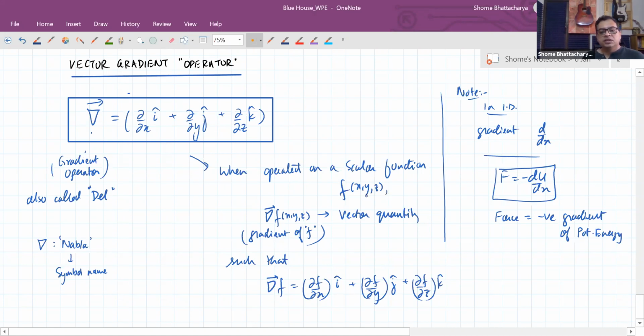So when operated on a scalar function like this, a function of x, y, and z, the gradient of the function, this is how we read the term del f. What we pronounce as del f is actually called the gradient of the function f. So the gradient of the function is a vector such that the x component is the partial derivative with respect to x, the y component is the partial derivative with respect to y, and the z component is the partial derivative with respect to z. Collectively, this del f quantity is called the gradient of the function f.